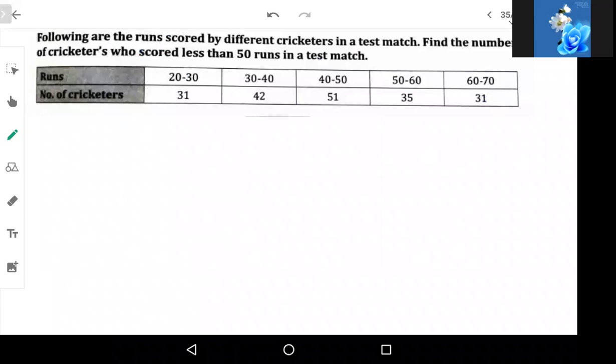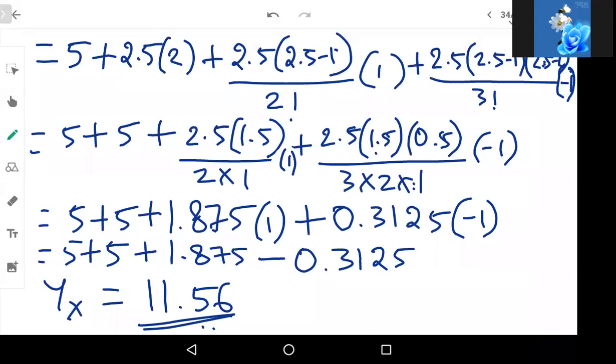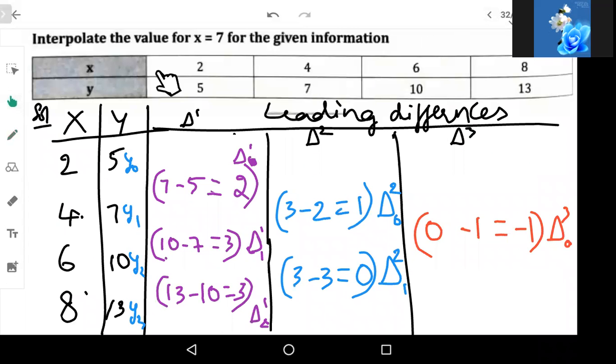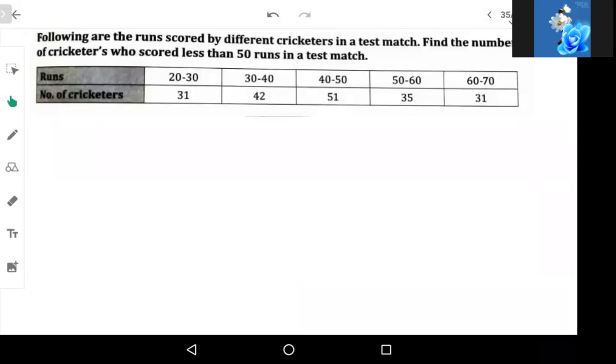Now we will solve the next question. In the first question, the values were directly given as 2, 4, 6, 8. In the next question, the values are in the form of class intervals. So let us understand how the values of class intervals have to be converted and solved.